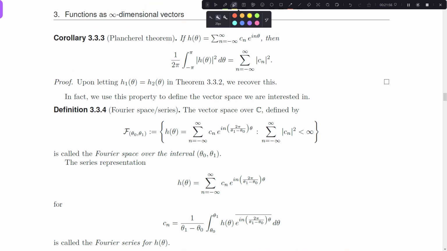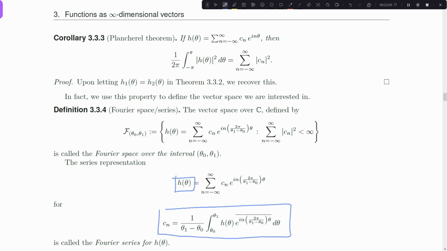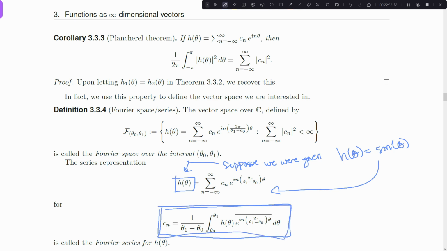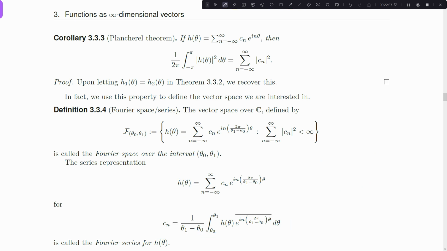Now it turns out we have a really nice property, or a nice way of extracting the coefficients c, supposing maybe we were given the function h by some other means, right? Suppose we were given h of theta equals sine of theta or something like that, and maybe we want to find the Fourier series. We can find the Fourier series using the following integral for c sub n, and that's called the Fourier series of h.